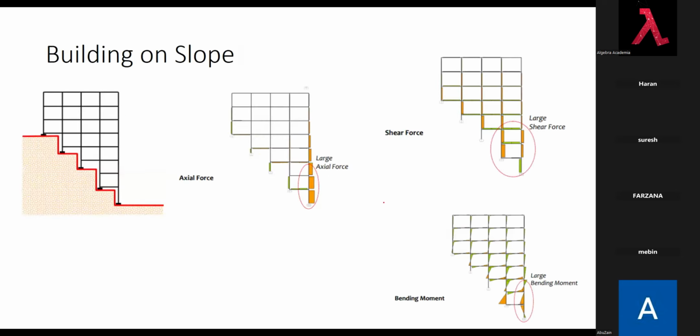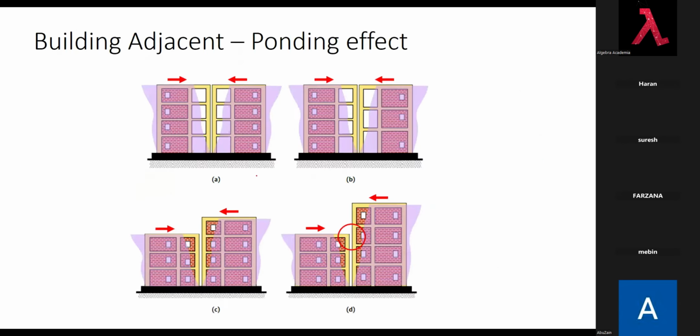Also, buildings on a slope, I don't want to go into here. Obviously, here we'll have a large axial force. This will induce large bending moment and large shear force. We need to consider this difference also. This is another important parameter in seismic effect.